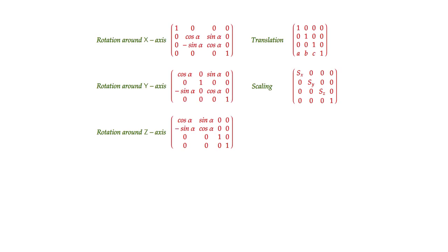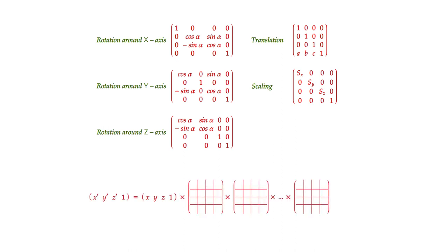In the 3D world, everything is pretty much the same except that the transformation matrices are now 4x4. There are three separate matrices for the rotations around the X, Y, and Z axes. The translation and scaling matrices get an extra dimension, but otherwise look identical to their 2D counterparts. To perform a sequence of transformations, the initial coordinate vector containing the values x, y, z, and 1 is multiplied by the transformation matrices one by one.